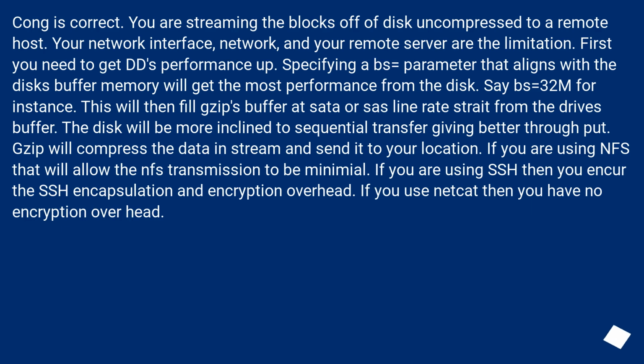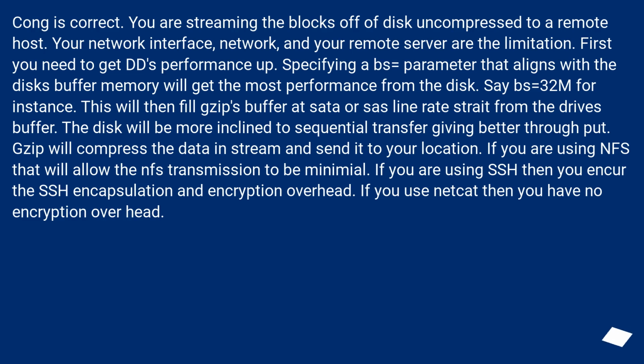Kong is correct. You are streaming the blocks off of disk uncompressed to a remote host. Your network interface, network, and your remote server are the limitation. First you need to get dd's performance up. Specifying a bs= parameter that aligns with the disk's buffer memory will get the most performance from the disk. Say bs=32M for instance. This will then fill gzip's buffer at SATA or SAS line rate straight from the drive's buffer. The disk will be more inclined to sequential transfer, giving better throughput.